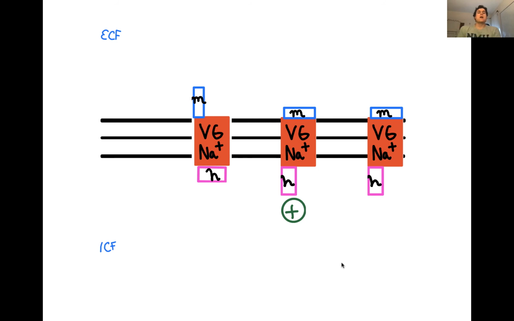So, in order to understand how action potentials propagate, we have to have a clear understanding of what's going on in this last couple slides. So here, what I have is a positive charge. And this positive charge has entered in through a voltage-gated sodium channel.